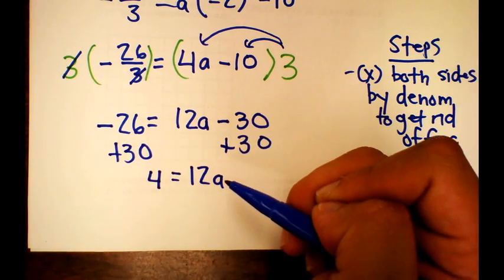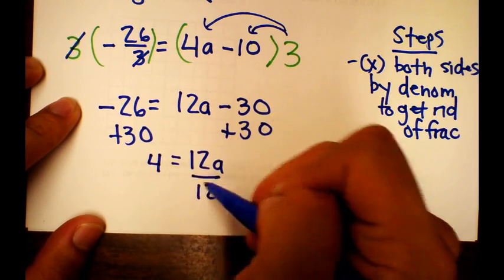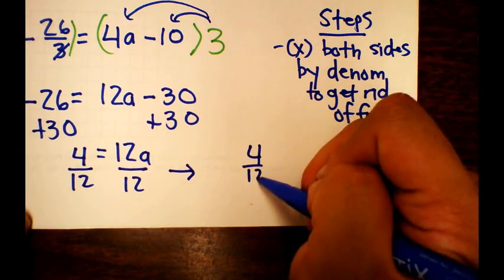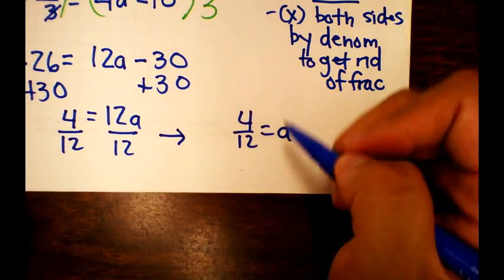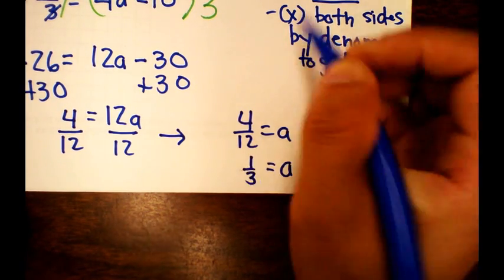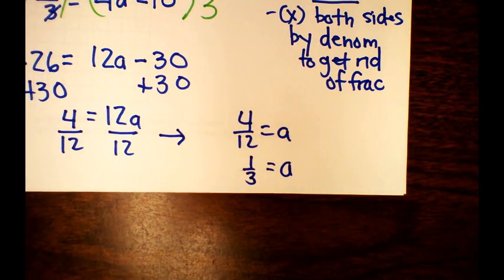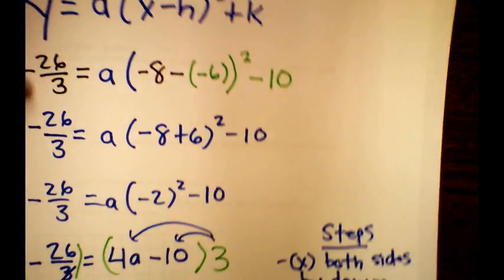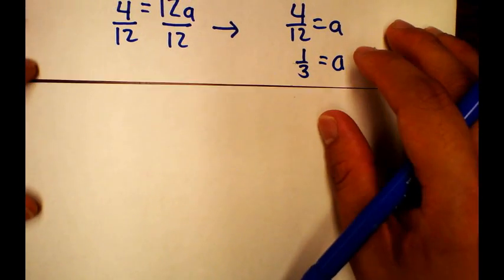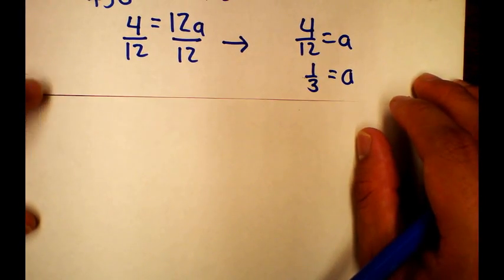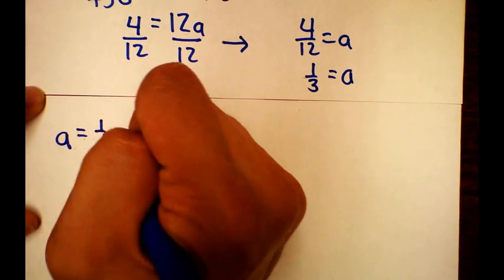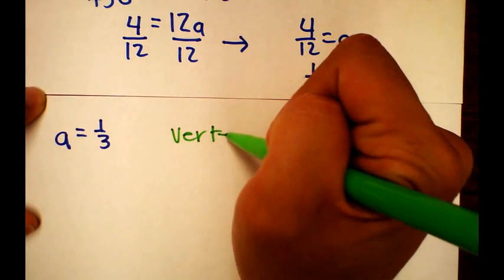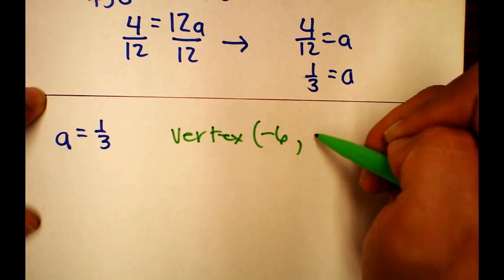Yes, we are going to have a fraction, so we're going to divide both sides by 12. Let's do this over here. 4 twelfths is equal to a. Reduce, reduce, reduce always. a is equal to 1/3. Okay. Alright, we are almost done. Let me just grab another piece of paper. We got our a value, and now we need to put that back into the vertex form. So let's just rewrite this. a is equal to 1/3, but we also need our vertex. Our vertex on this problem was -6 and -10.